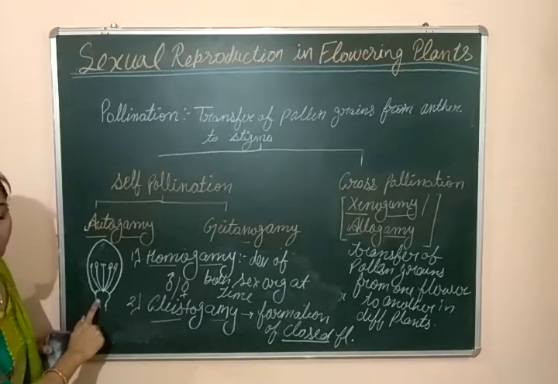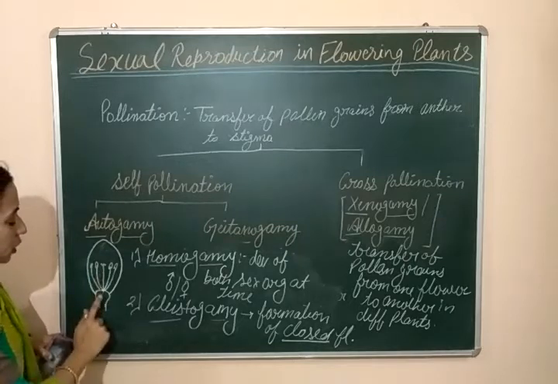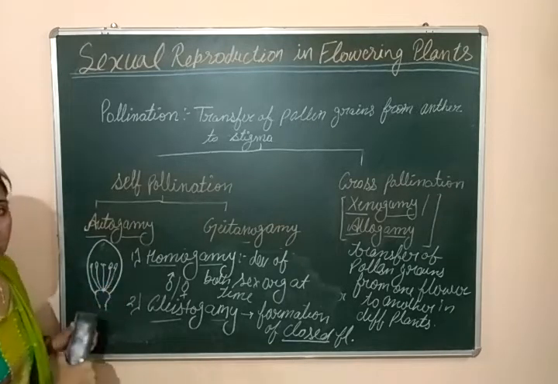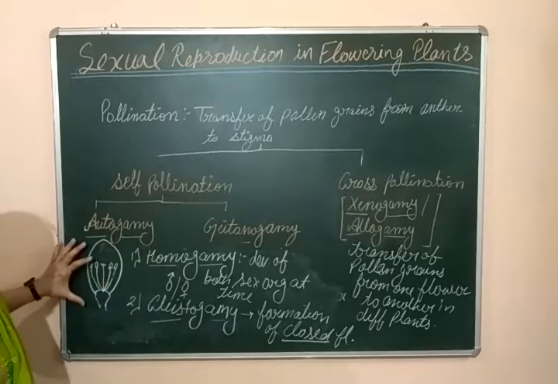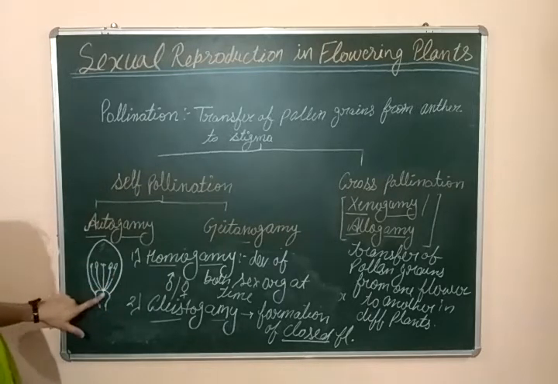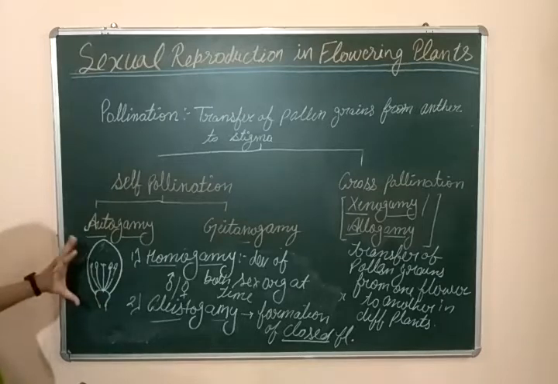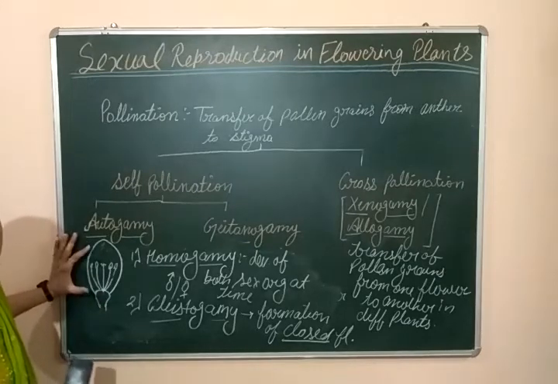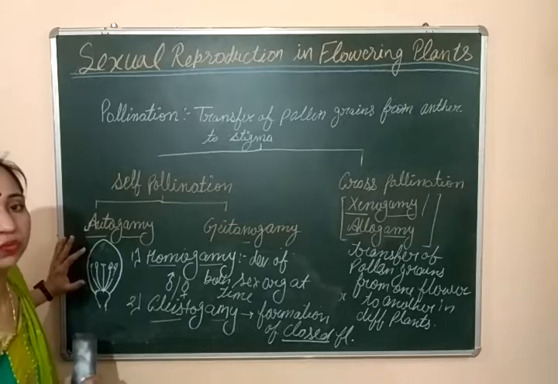This is the thalamus. The pistil is present at the thalamus and it has the stigma. These are the anthers in which pollen grains are formed, and the filaments are also joined with the thalamus. And these flowers always remain in the closed position. Such flowers are known as cleistogamous flowers.